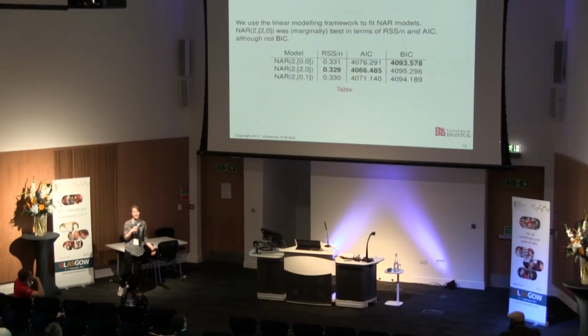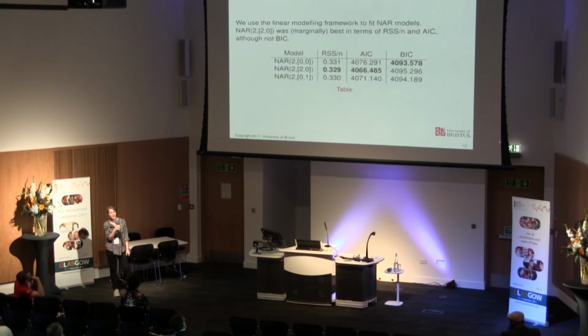So to fit the network autoregressive model, you can write it in terms of a linear model setup. So then you can fit just using least squares, that kind of thing. I've been looking into the best fitting statistics for it, and I'm not really sure what the ideal or optimal statistics would be to use. Here we've got the mean residual sum of squares, the AIC and the BIC. So as you can see, it's hard to choose between the models.